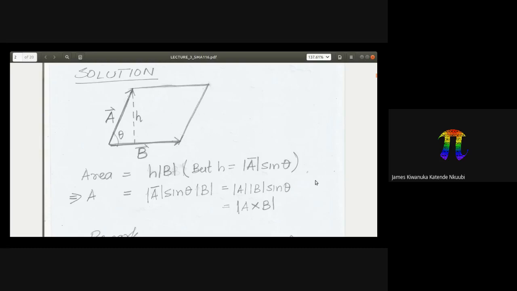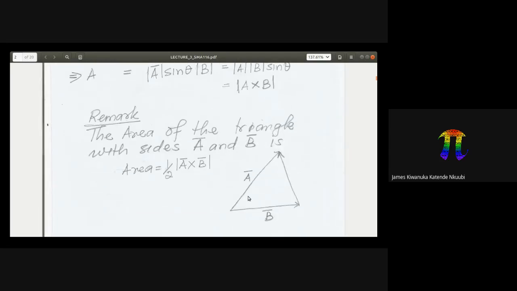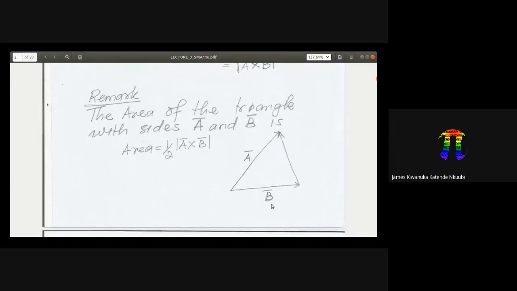So using the same ideas, you can show that if you have a triangle with sides A and B, 2 of the sides are A and B, then you can always find the area as half multiplied by A cross B, because this is just half of a parallelogram. So half of the area of the parallelogram will be the area of this triangle. So this one you can prove in your own time.